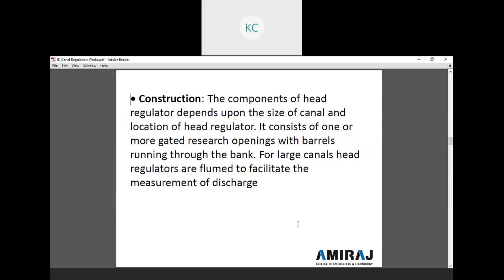So if there is a very high ratio of water discharge, or there is a big reservoir, the canal head regulator is also provided with a number of gates, as well as proper barrels to control the gate operation in that head regulator. For the large canals, head regulators are flumed to facilitate the measurement of the discharge.